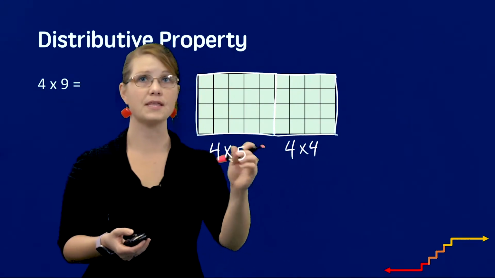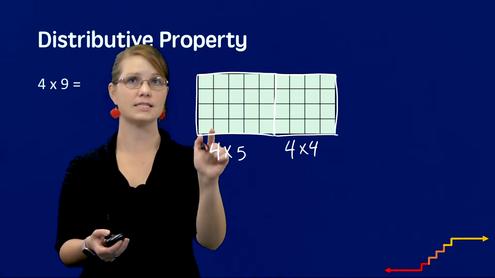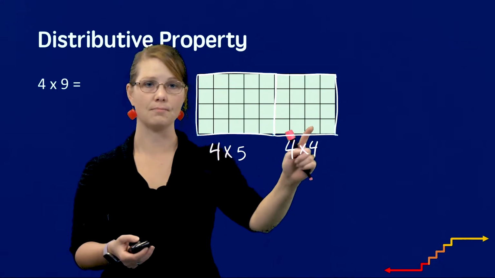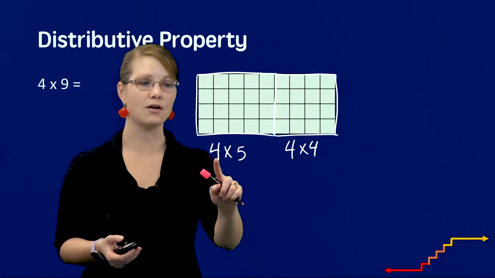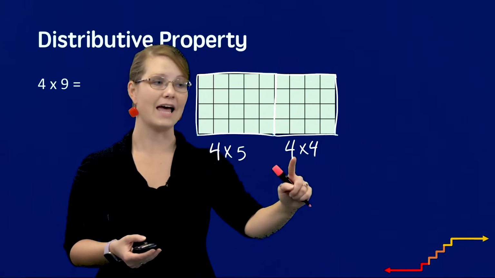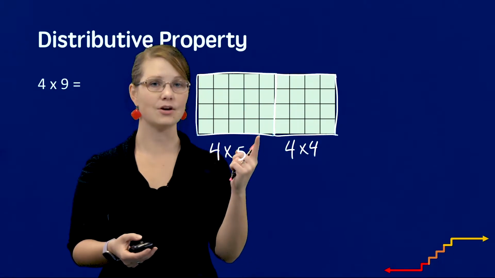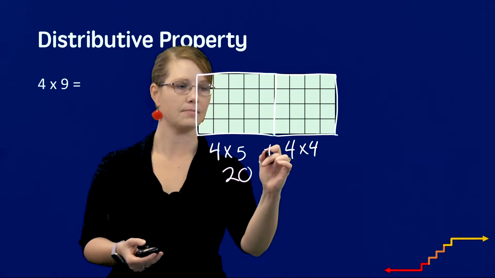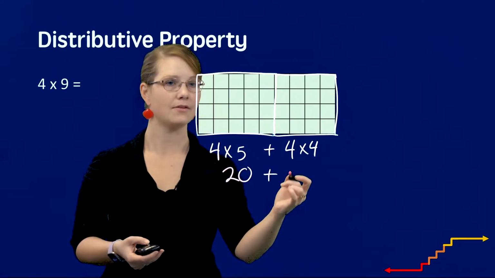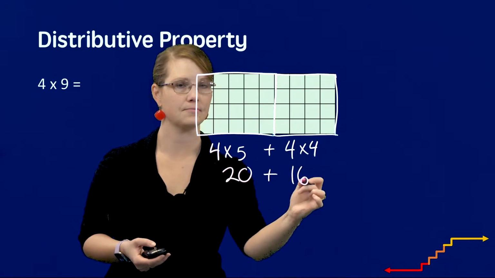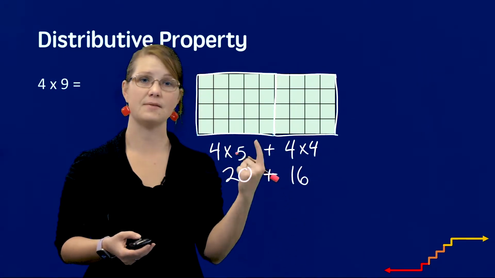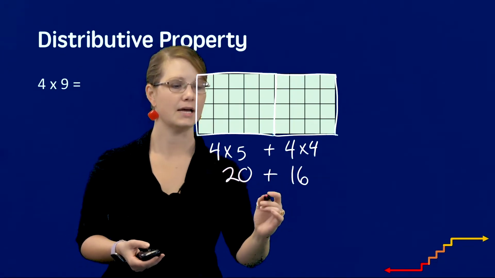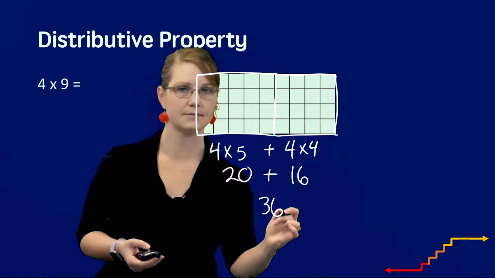And if students are confused by this, you can have them count the units to see that this is in fact 4 multiplied by 5. And this is 4 multiplied by 4. So now maybe it's easier for me to solve 4 times 5 and then add on 4 times 4. So I know that 4 times 5 is 20. And 4 times 4 is 16, which is easier for me to see and maybe add in my head. Now I can add together my 20 and 16, and my final answer is 36.